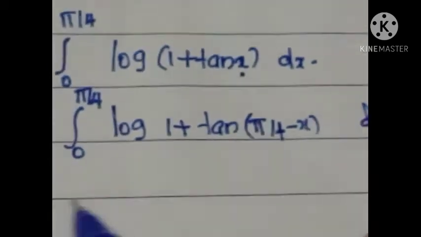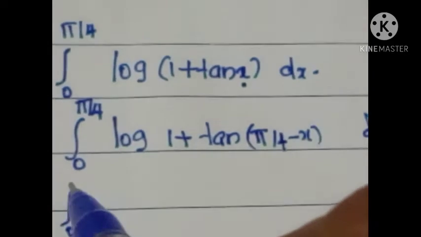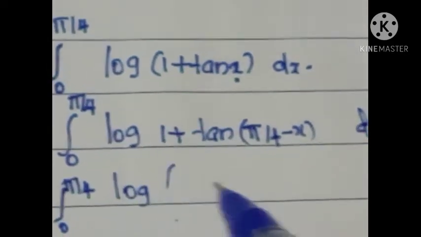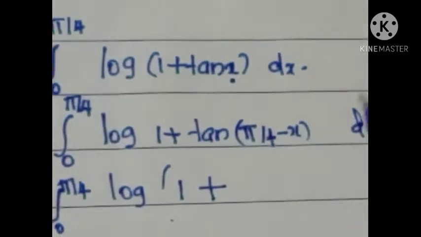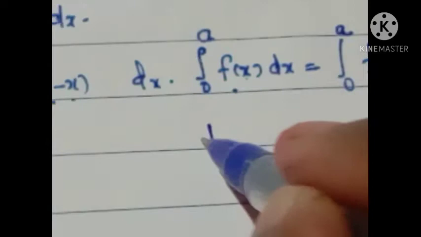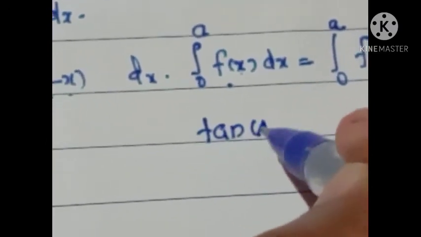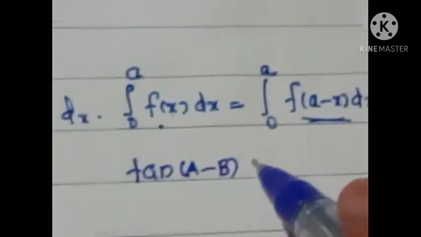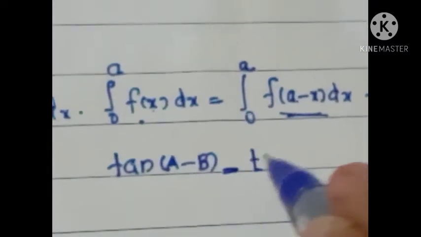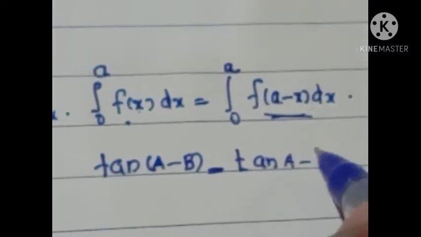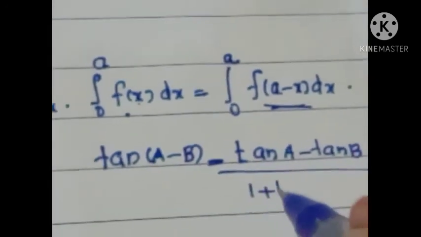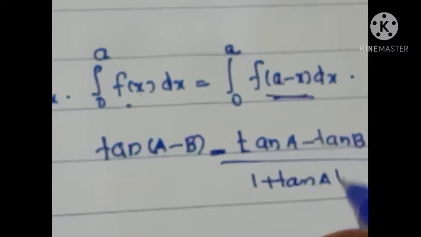Okay, and this can be written as integral from 0 to pi by 4 log 1 plus tan pi by 4 minus x. So it is of the form tan a minus b, isn't it? So what is tan a minus b? Tan a minus b is tan a minus tan b divided by 1 plus tan a tan b.